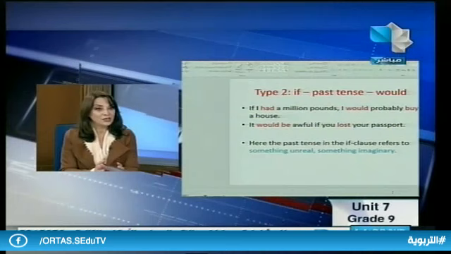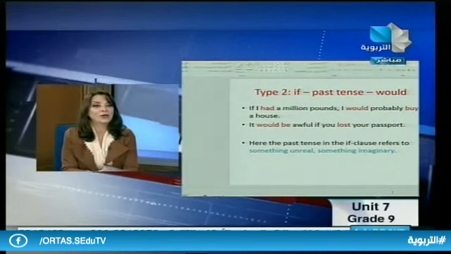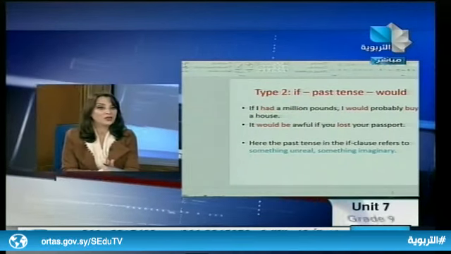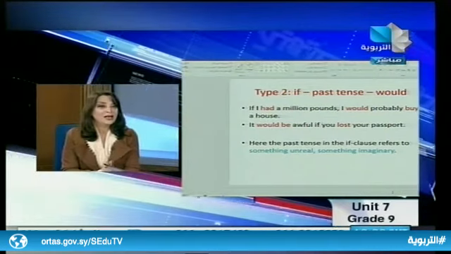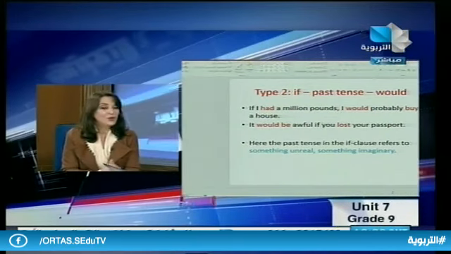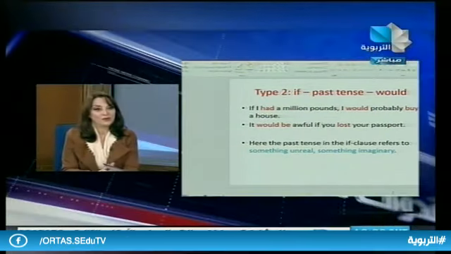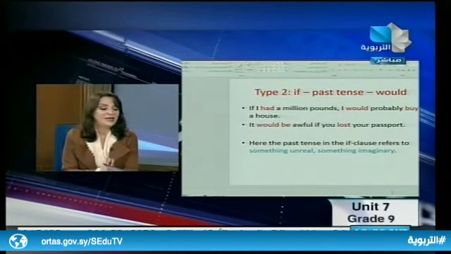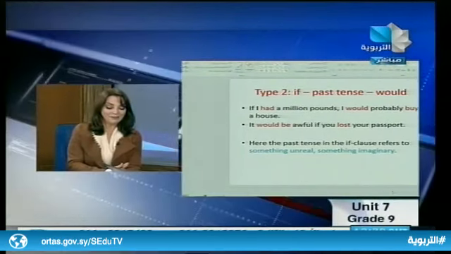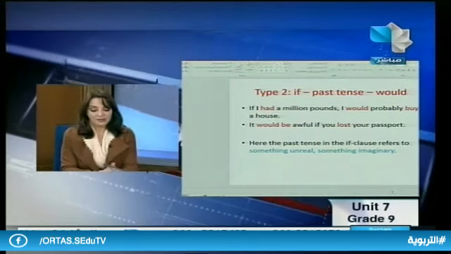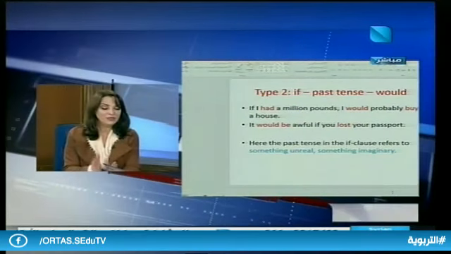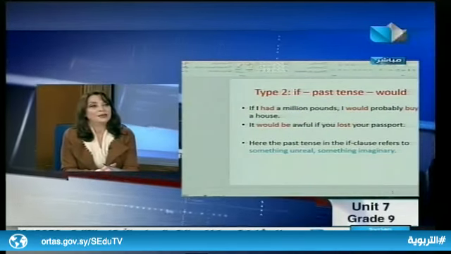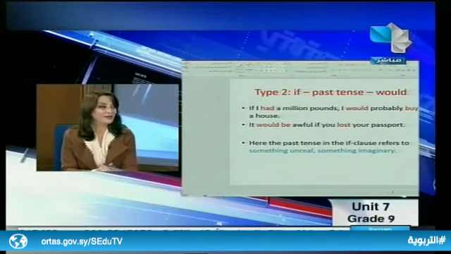And in English, actually, this is a general rule. When we talk about imaginary situations about the present or the future, we don't use the present. We use the past forms, the simple past forms. If I had £1 million, I would, probably or without probably, buy a house.